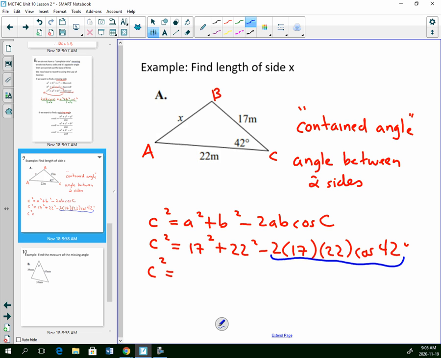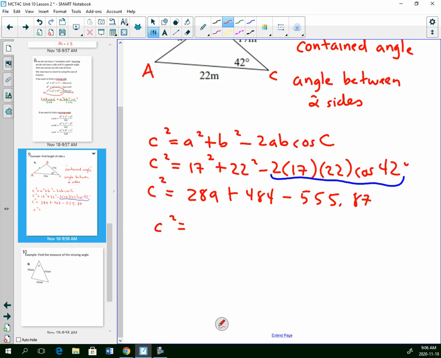Okay, so if I square 17, we get 289. If I square 22, I get 484. And then all those numbers multiplied together, 2 times 17 times 22 times cosine 42, equal 555.87. Now we can add and subtract, so we get 217.13. And then don't forget to square root at the end. So the last step is square root.